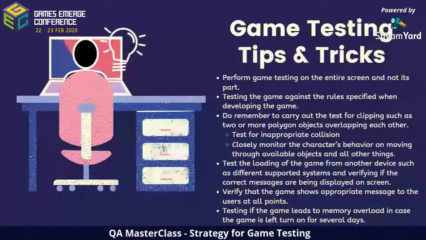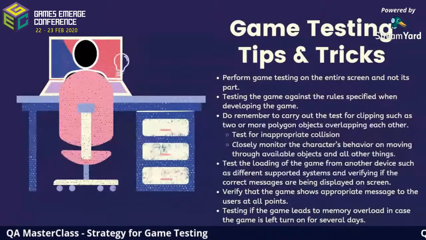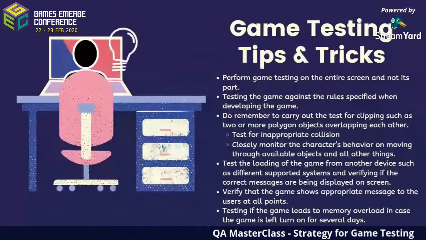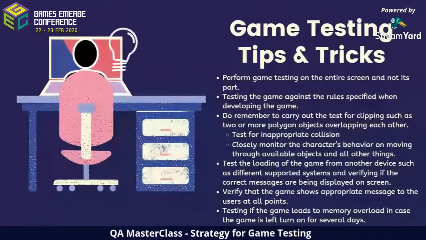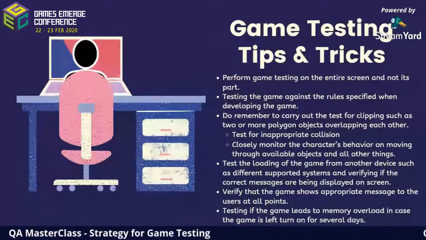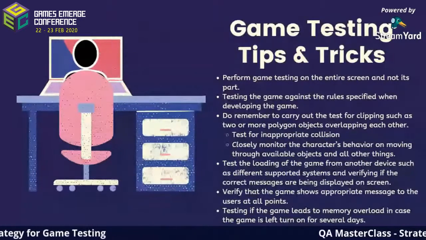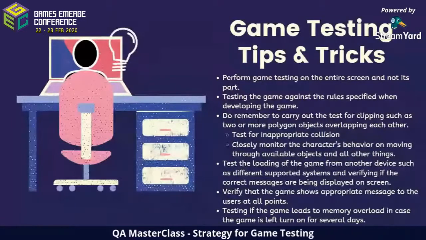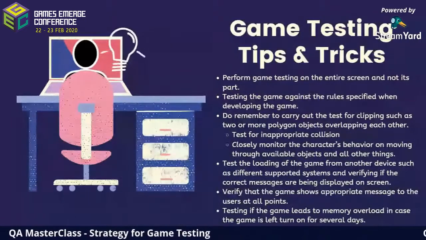The third point is, do remember to test for clipping of two or more polygon objects. When I say that, I mean if you're dealing with an open world game especially, or if your game has some room for movement here and there, make sure you're checking for all the objects that are not supposed to collide.